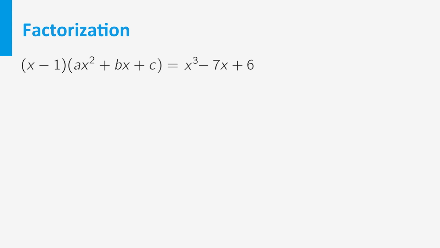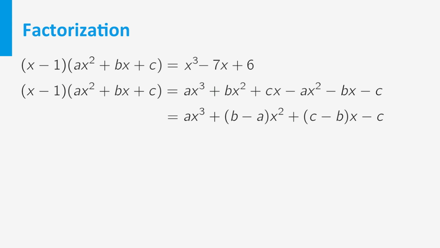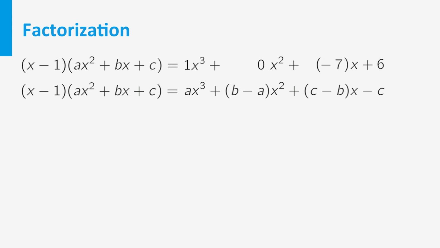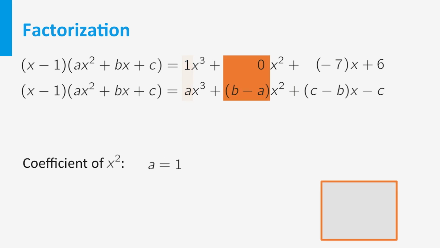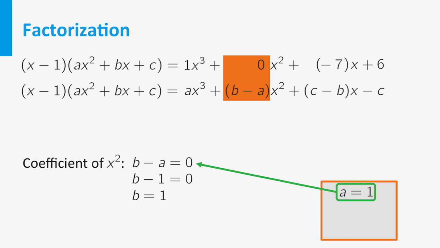To find the coefficients a, b and c of the unknown polynomial, we expand the left-hand side and then we compare the coefficients with the original polynomial. We start with the coefficient of x cubed. This immediately gives a equals 1. Next, we look at the coefficient of x squared. This gives b minus a equals 0. We substitute a is 1 in this equation and then we find that b is equal to 1.